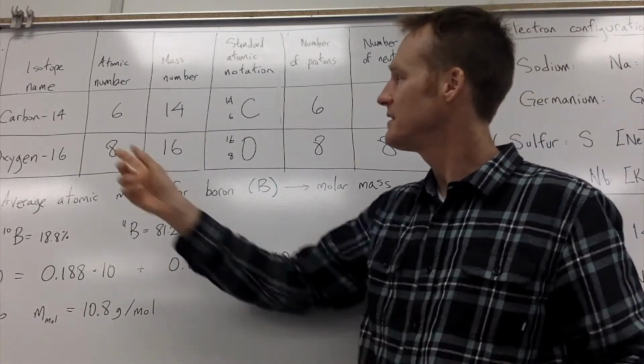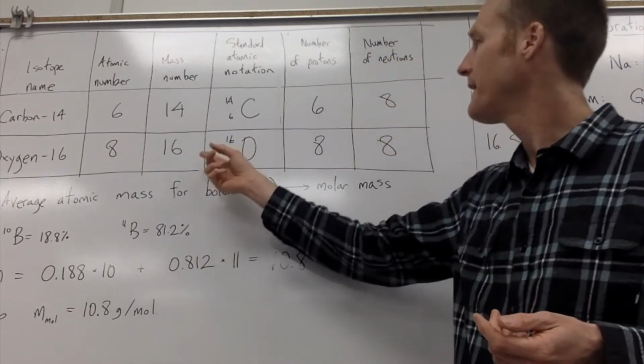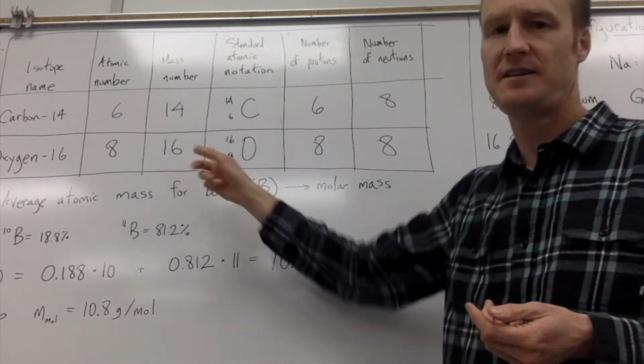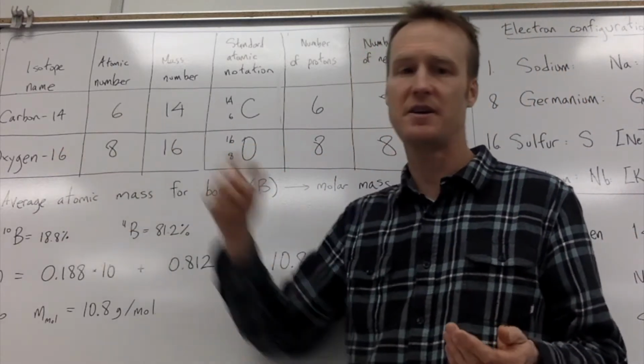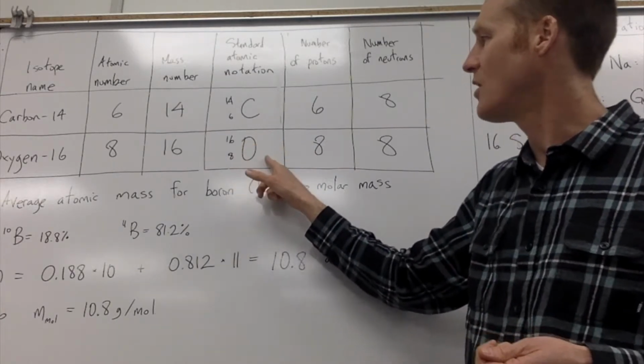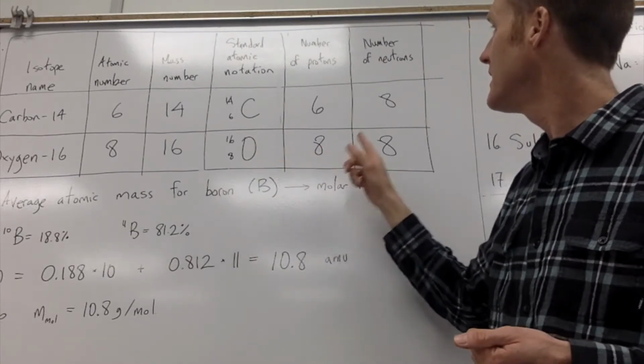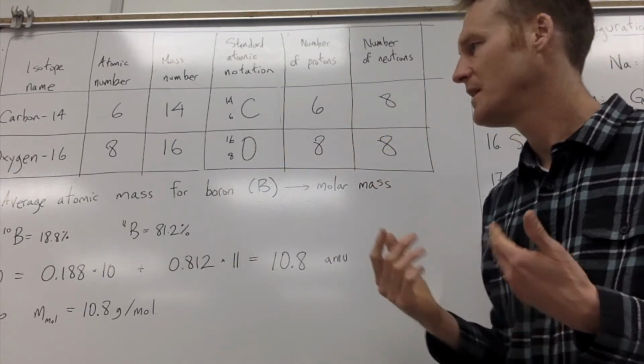Oxygen-16, atomic number 8. You can get this from the periodic table. Mass number 16, you know that because that's right here. The symbol is O-16, with 8 at the bottom. Oxygen, mass 16, number 8, 8 protons and 8 neutrons.